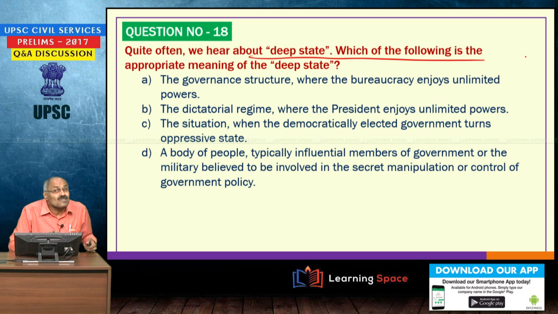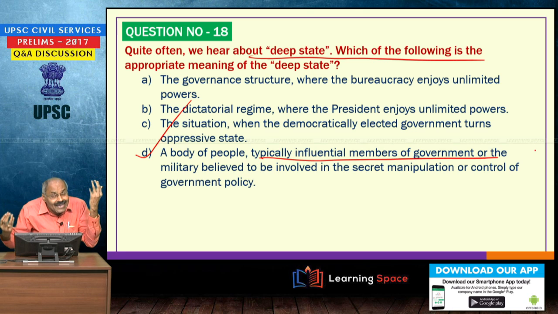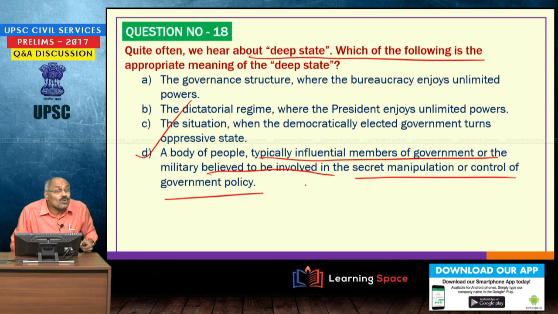Quite often we hear about a deep state. What is the meaning of deep state? In the context of USA also, now we are getting various articles as far as deep state is concerned. A deep state is a body of people, typically influential members of government or maybe military, parallel to the government. They are influential people, for example the Chief Justice, heads of the military, and such highly influential people who are believed to be involved in the secret manipulation or control of government policy. So, when influential individuals are secretly manipulating or controlling government policy, it is known as a deep state, right. Look at the next one.